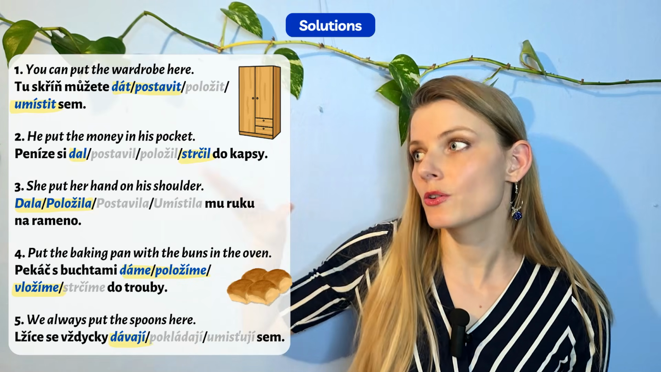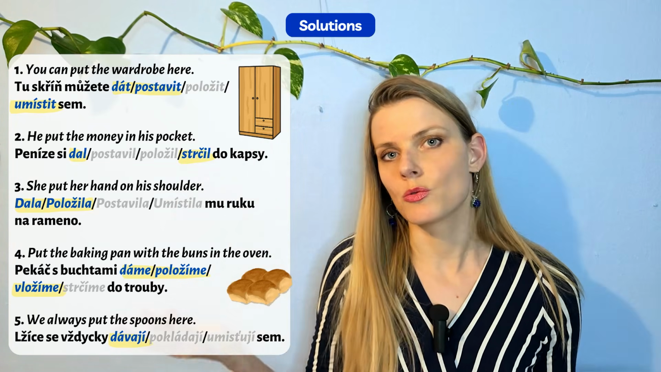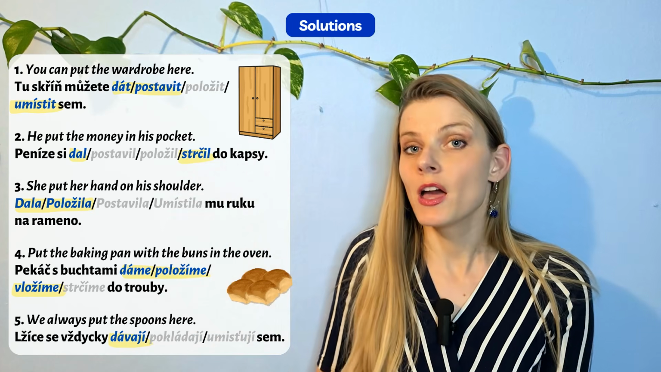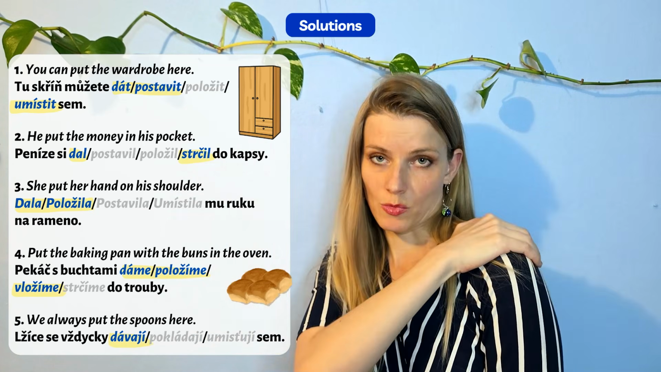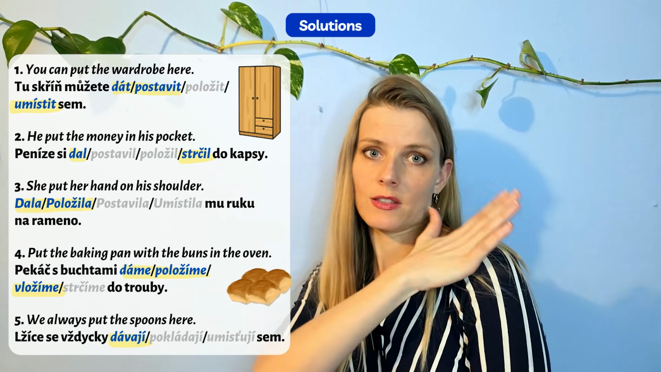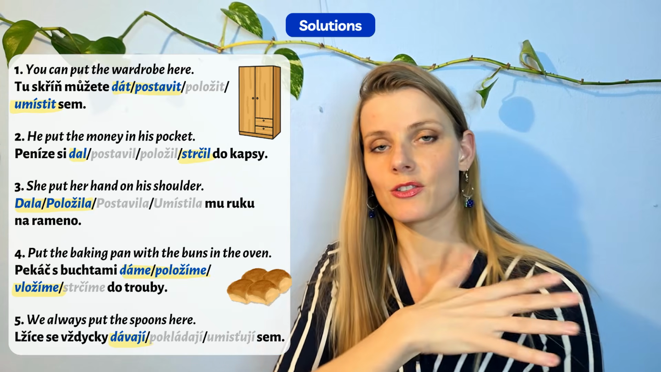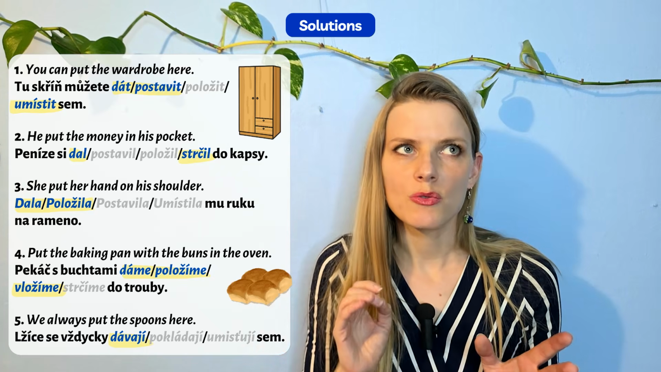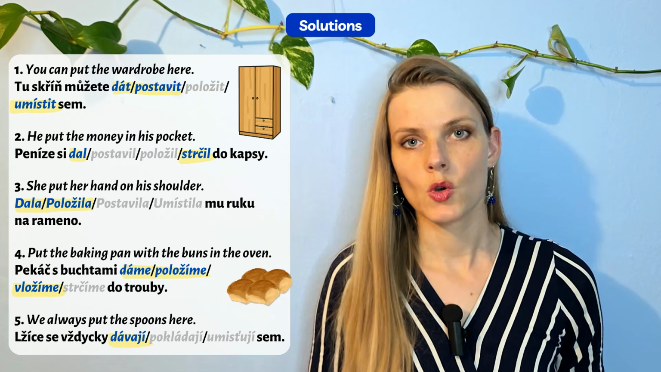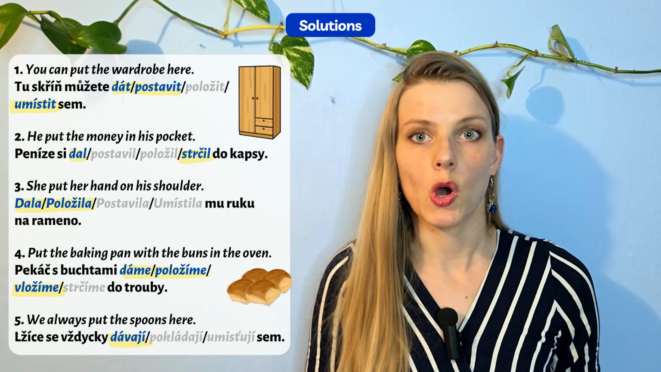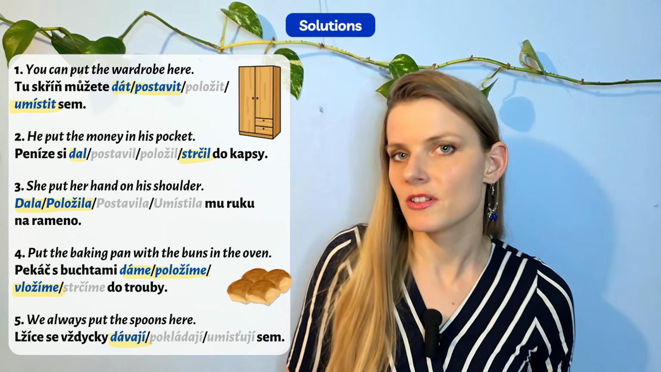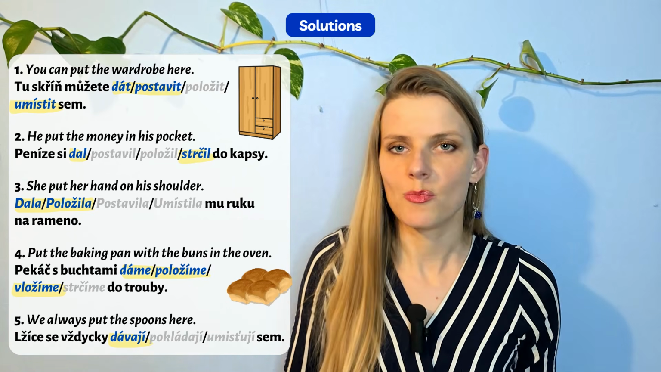Číslo 3. She put her hand on his shoulder. Dala mu ruku na rameno, of course. Or položila. Položila mu ruku na rameno, because it is a horizontal position. Placing a hand on his shoulder. Umístila mu ruku na rameno is a bit strange. Umístit is more about objects, about moving furniture and positioning certain objects.